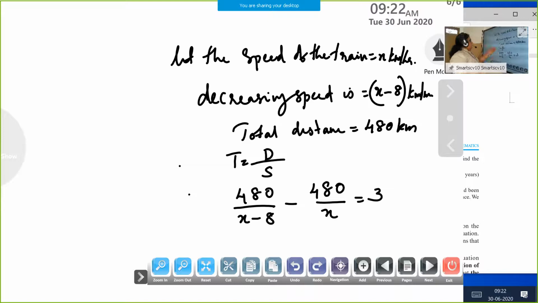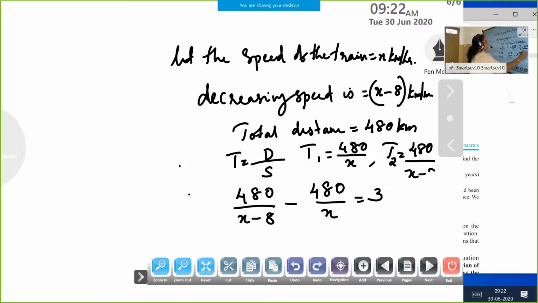That means the first time T1 is equal to 480 divided by x, and T2, the time taken in the second case, is equal to 480 divided by x minus 8. Then T1 minus T2 or T2 minus T1? T2 is greater, so T2 minus T1 is equal to 3 hours. Given that, simplify the relation and form a quadratic equation.